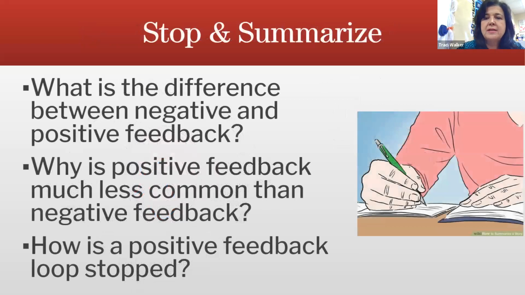Okay, so that's the end of this lesson on homeostasis. So take a minute before you move on and write down a few more notes. And these are the things you really want to try to remember. So try to summarize what you learned in your own words. What is the difference between a negative and a positive feedback loop or mechanism? Those two words are interchangeable. Why is positive feedback much less common than negative feedback? And then how is a positive feedback loop stopped?